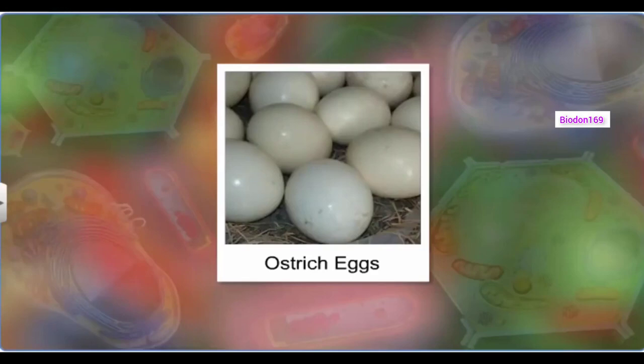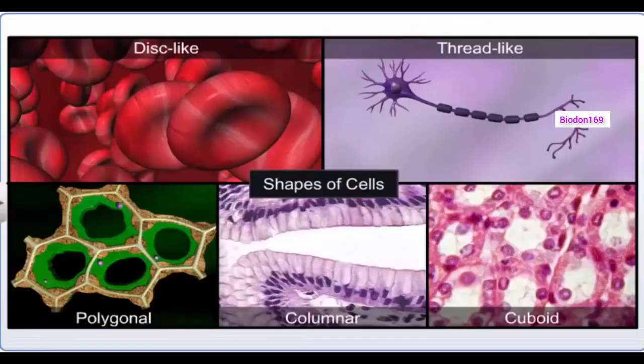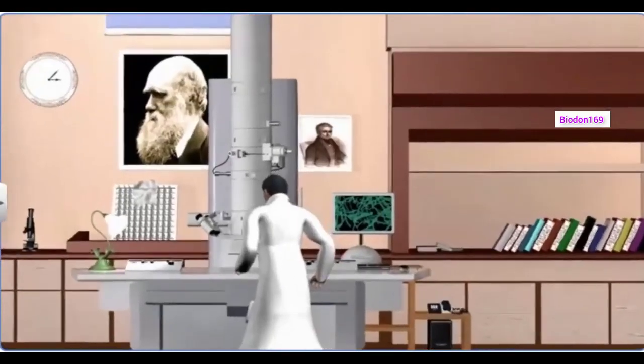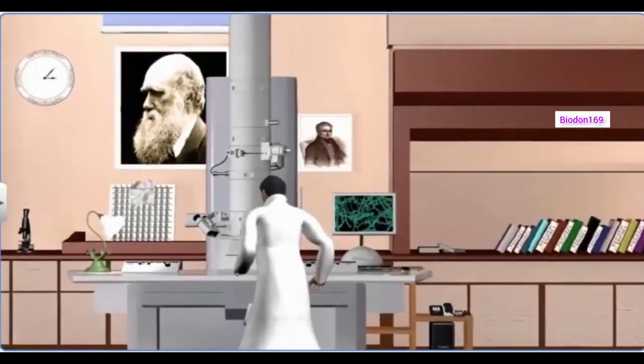Moreover, the shapes of cells range from disc-like to thread-like and from polygonal to columnar and cuboid. Today, though we have gained a lot of information about cells, scientists are still engaged in unlocking the secrets of the cell and its organelles.